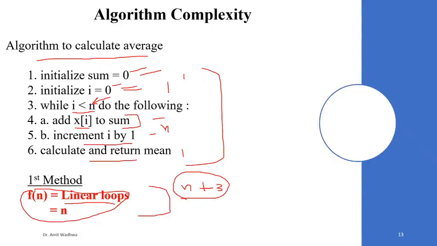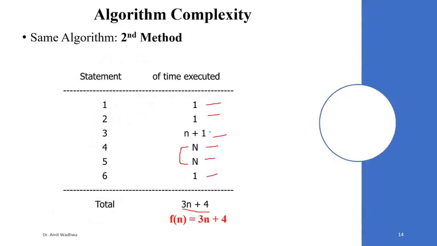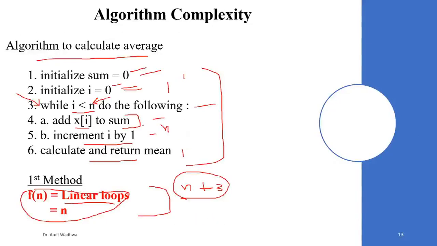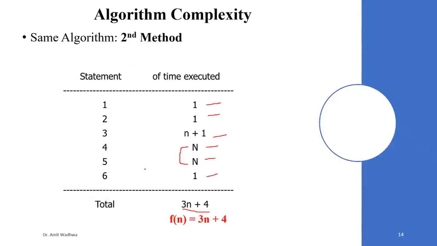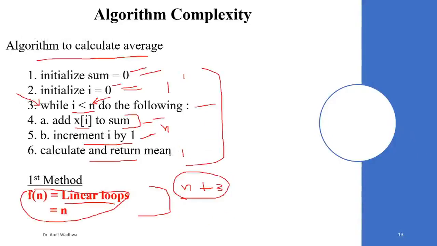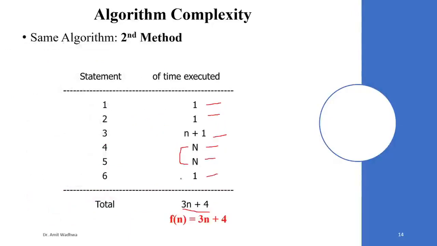But in order to execute or end this while loop, we need to check once more. So n plus 1 will be the total number of computations required here. So that's why it is n plus 1. But for the last check, where the while loop is ending, this statement will not be executed. Similar is the case with the increment statement. It will not be executed. So it will be n and n for both. That's why here we have n and n. And the last statement is calculate and return. That will be another statement, which will be 1. So the total is 3n plus 4. So that's why this computation time is 3n plus 4.